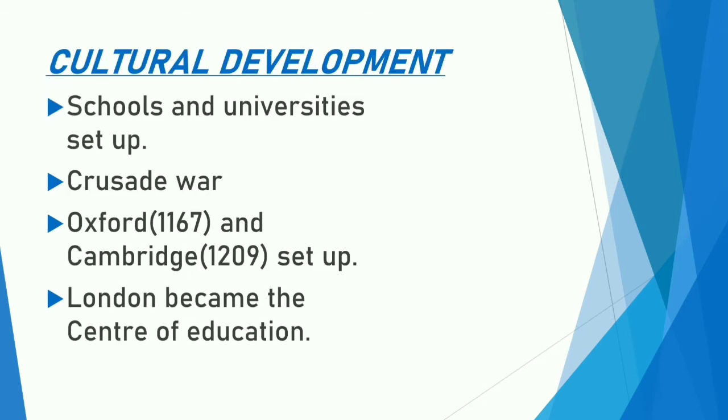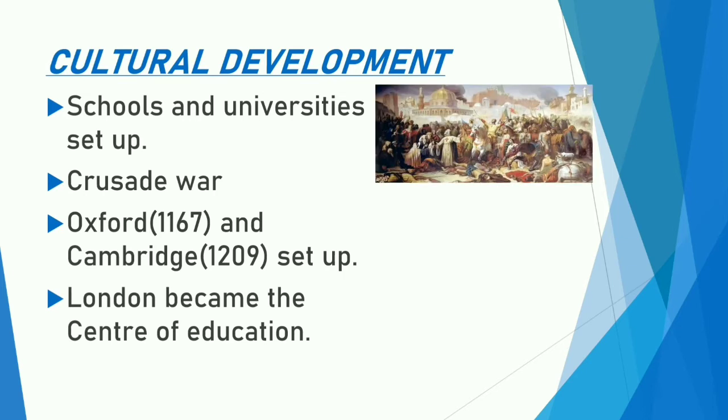Now we will see the cultural development of this age. In this age, for the first time, schools and universities started to set up in Britain. This became possible because of the War of Crusade. Now, the War of the Crusade was basically a war between the eastern parts of the world and the European countries. It was basically a religious war.